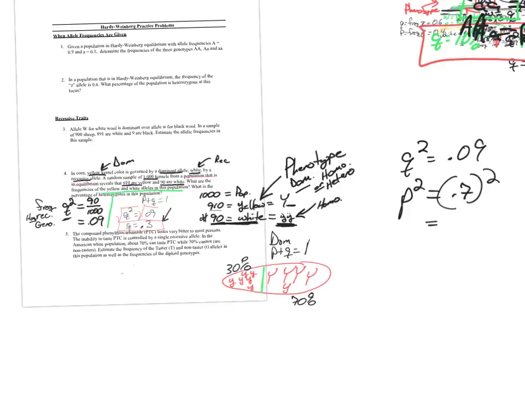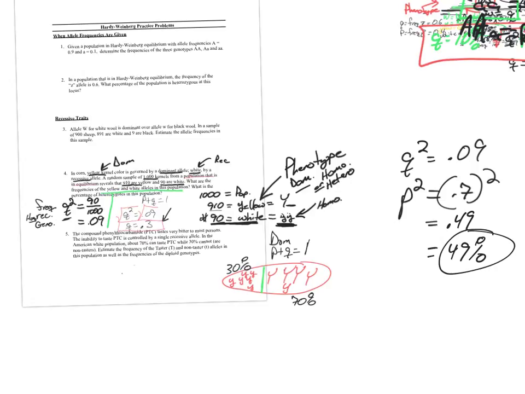So 0.49 is the frequency of the P genotype, the homozygous dominant, right? And that's equal to 49% if we have to put it in percentages. Did the problem ask us to put things in percentages? No, so we could have left it at 0.49. We could have said 49%.